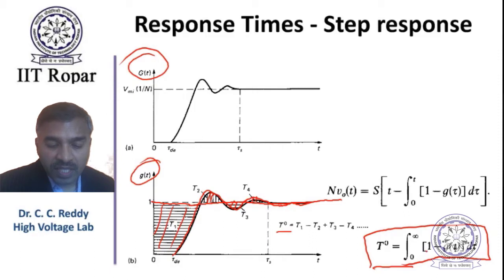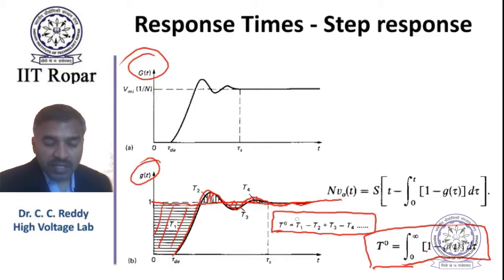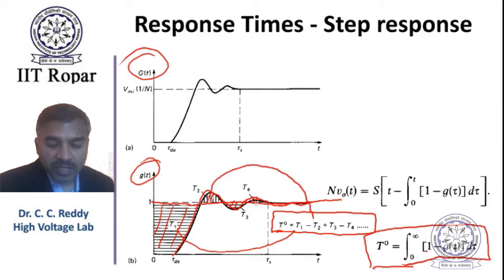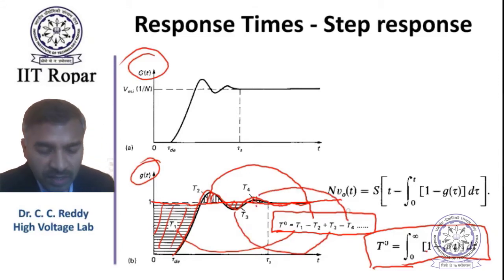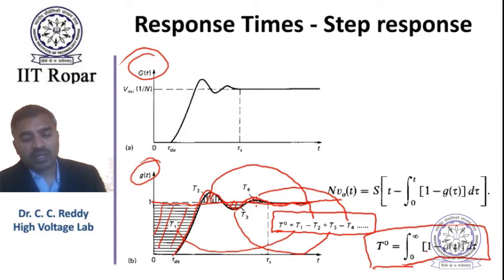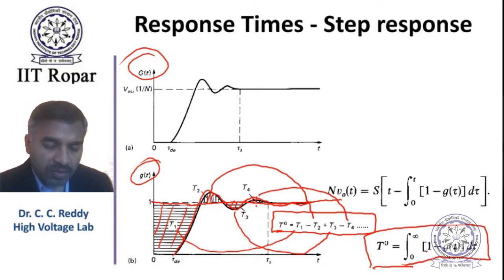What is T naught? T naught is T1, this area, minus T2, this area, plus T3, this area, minus T4, like this. It continues, but it can be measured after a certain time, when the area will be negligible.